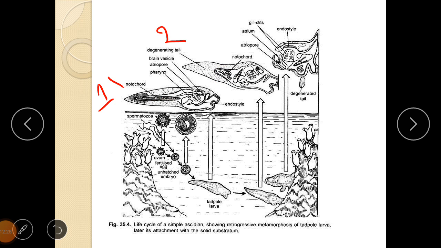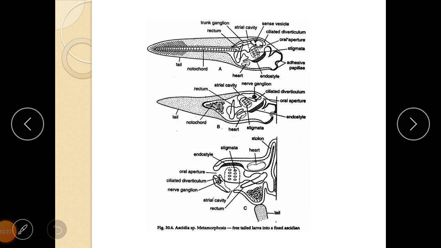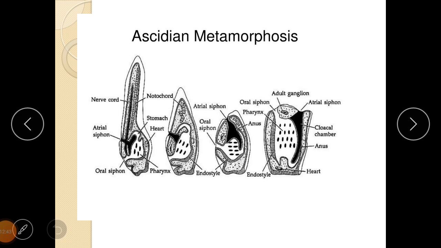And then the nerve cord, right? They have mentioned nerve cord here. So for the nerve cord, okay, the nerve cord is actually present just above the notochord. You can see here, they have shown it vertically, but that doesn't make any difference.